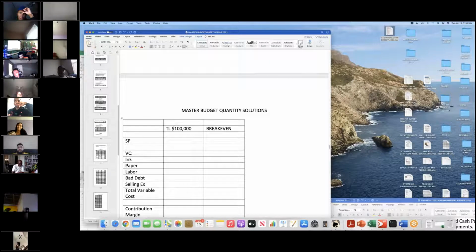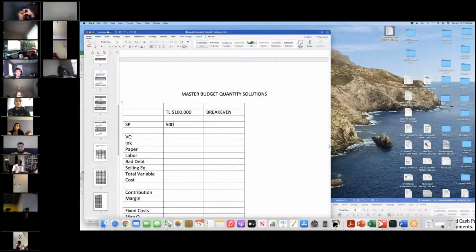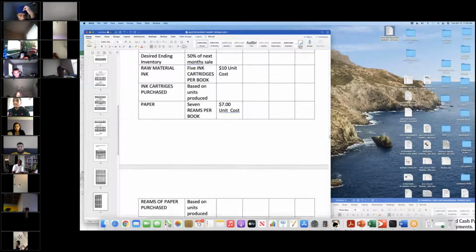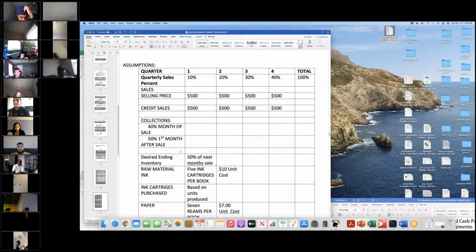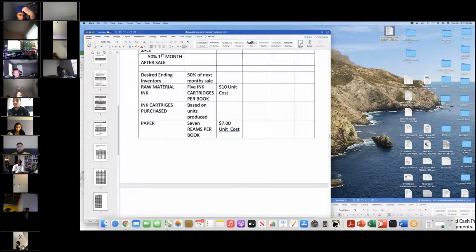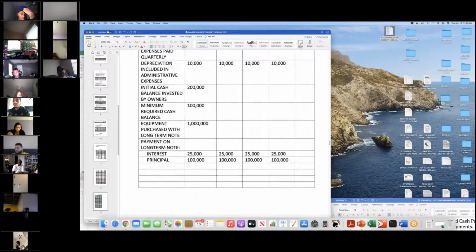No. All right, selling price is what? 500. And you'll be doing both years, but we'll put that in. How much is the ink? I'm not sure. Can you scroll up, please? It says the ink was what? 5 ink cartridges at $10 each. So it'll be 50.